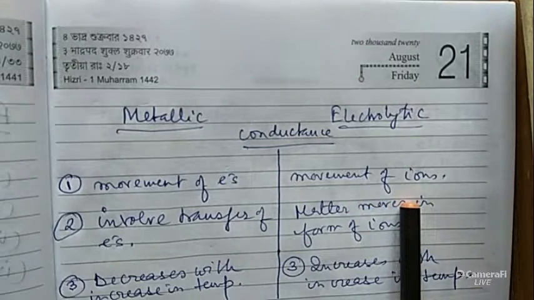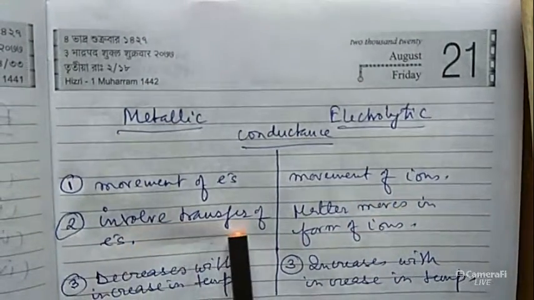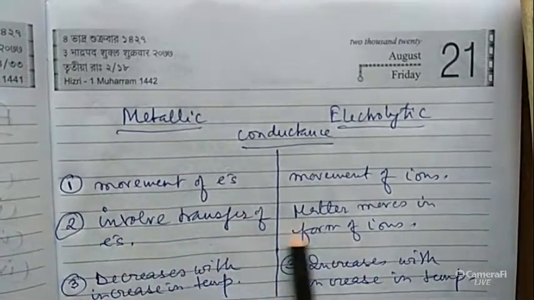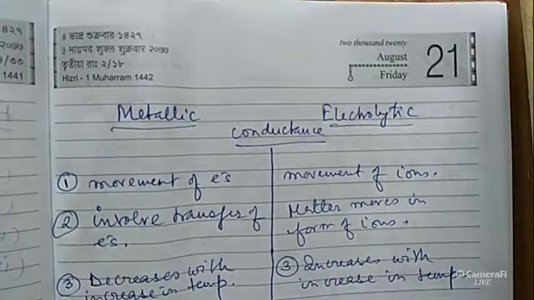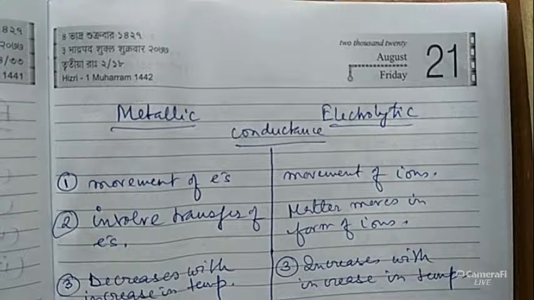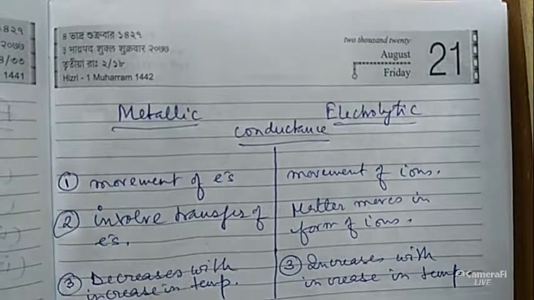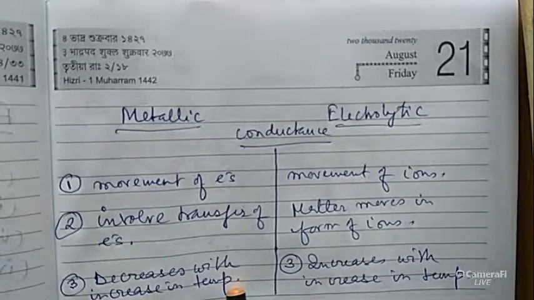Second difference, here it involves the transfer of electrons. Here matter moves in the form of ions. Here what we see is that matter actually moves in the form of ions. So there it involves the transfer of the electrons, and here it involves the movement of matter in the form of ions. Now the next one we have.